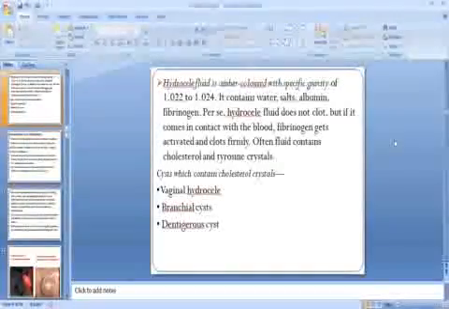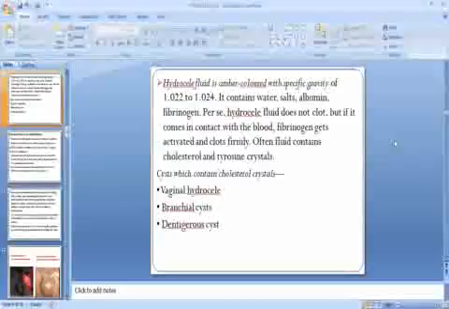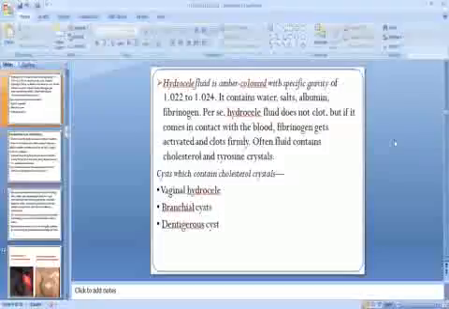Hydrocele fluid is straw colored with a specific gravity of 1.022 to 1.024. It contains water, salt, albumin, and urea. Hydrocele fluid does not clot, but if contaminated with blood it clots. Often the fluid contains cholesterol and tyrosine crystals. Crystals which contain cholesterol, vaginal hydrocele.